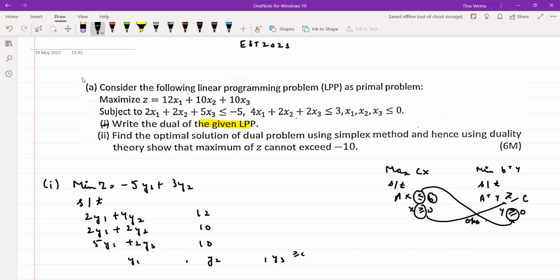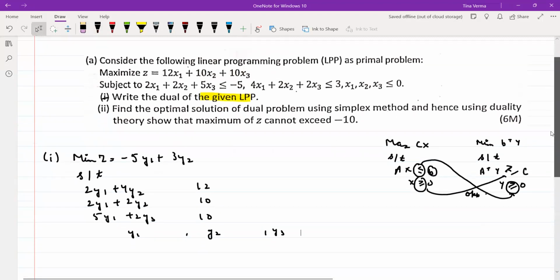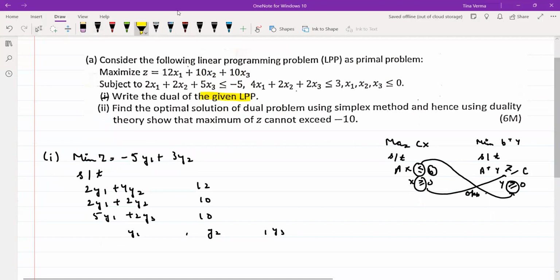Sometimes you forget, right? The trick part was that if you forget this criterion, that is what holds the sign. The next part was given as: you have to find the optimal solution of the dual problem using the simplex method. Simplex method means all the constraints will be inequalities of less than or equal to type, and obviously none of your variables will be restricted. So you can apply your mind that we have to apply the simplex method.